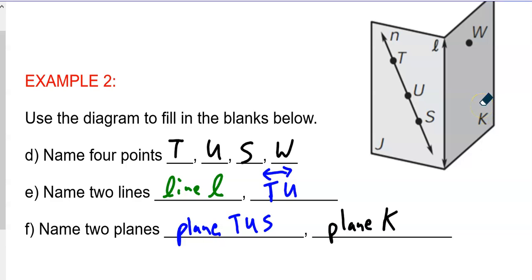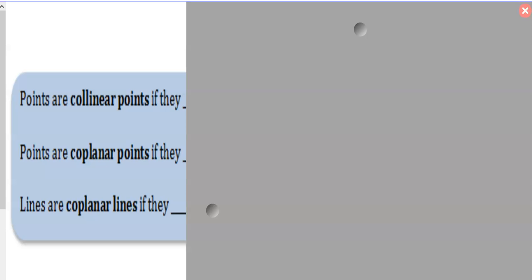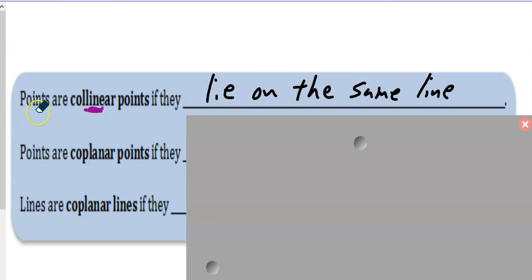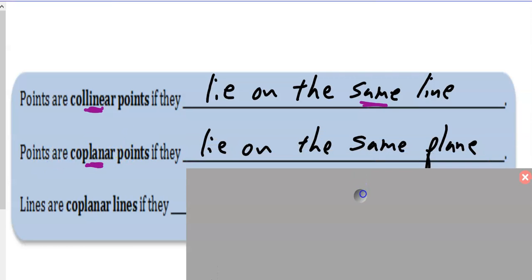All right, so we got a few more definitions. Points are collinear. So let's look at this base word here. Linear, line. So yes, we're thinking it's on a line. So if points lie on the same line, they're considered collinear. Okay. So the root word for these next ones are coplanar. So plane. Points that lie on the same plane are called coplanar.